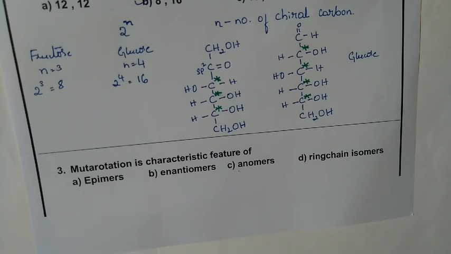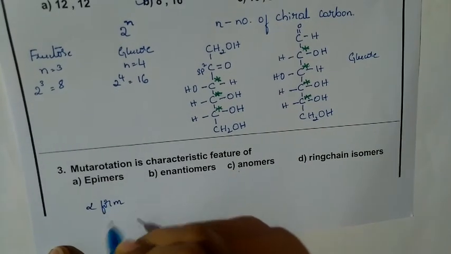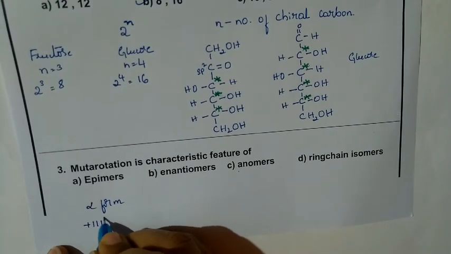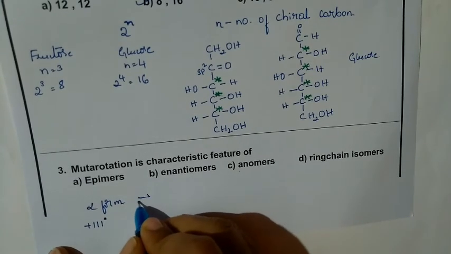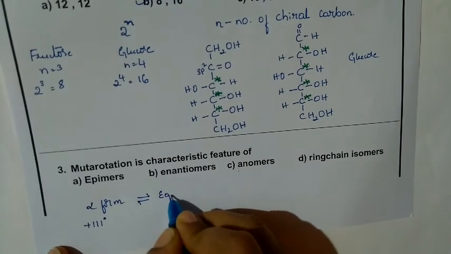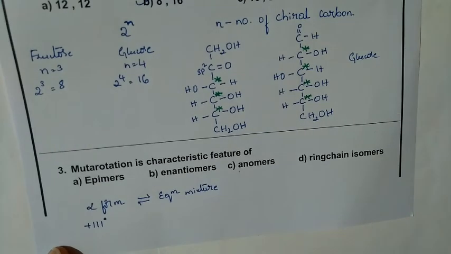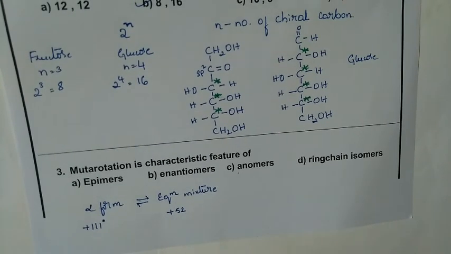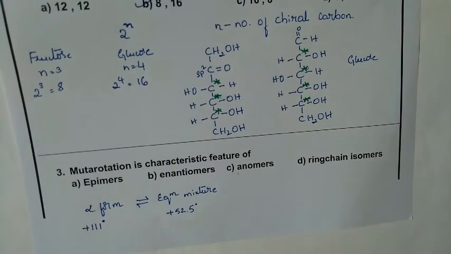So what happens after some time, we have taken an alpha form, and the specific rotation of this one is 111 degree, but it is going to give out an equilibrium mixture with a specific rotation of 52.5 degree. Specific rotation changes.